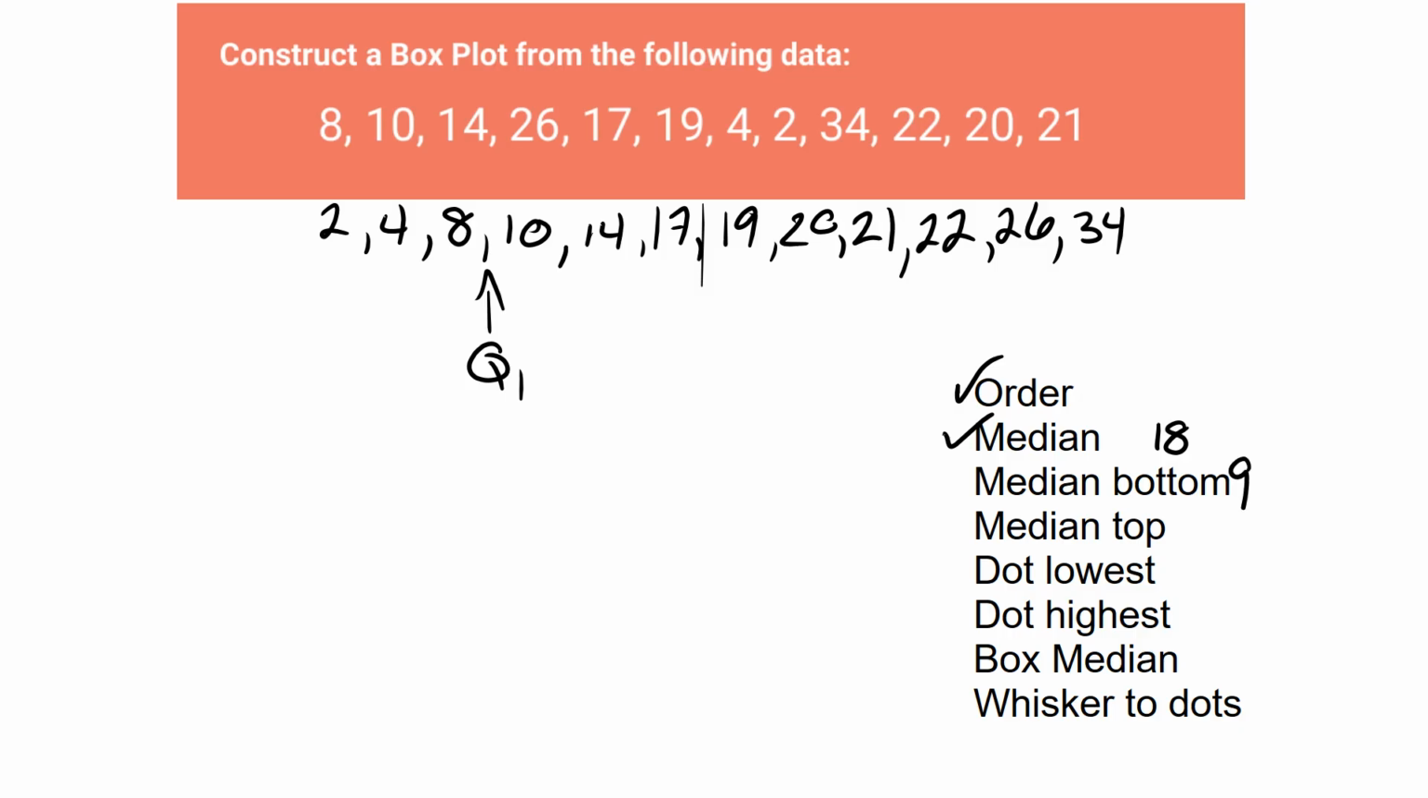Doing the same thing for the top, we want the median of the top half of the data. Again, we're going to fall halfway in between 21 and 22, so that would be 21.5. Now we can actually start graphing out our box and whisker plot.